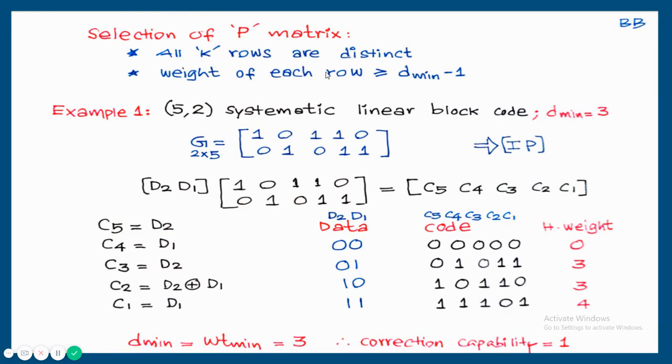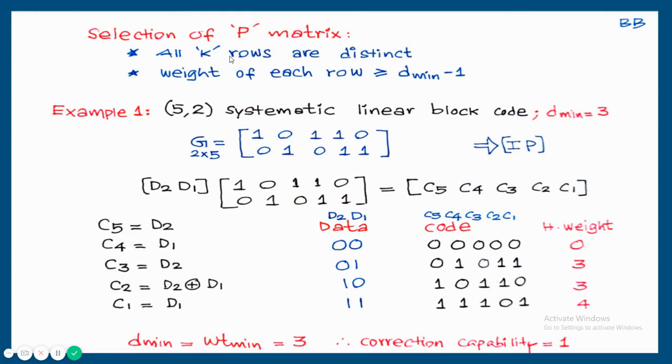Second, the weight of each row, I am just writing only for the P portion, is greater than or equal to d minimum minus 1. So if you want to generate a generator matrix with d minimum equal to 3, at least 2 ones are needed in this P portion. With these two conditions and with the specified size, the P matrix can be obtained.